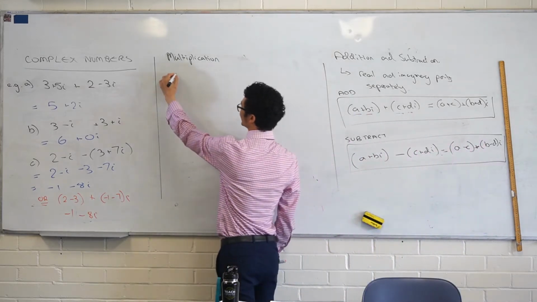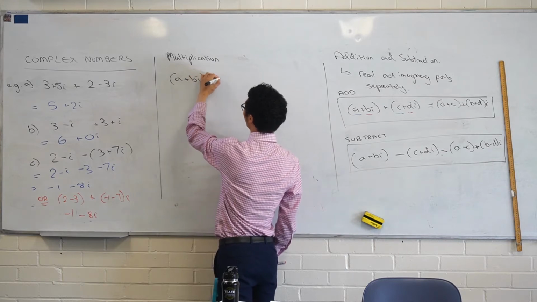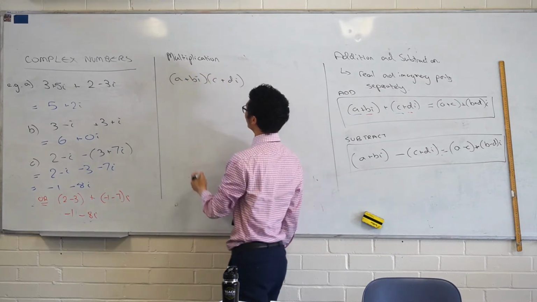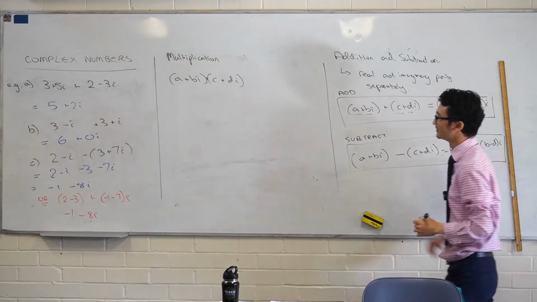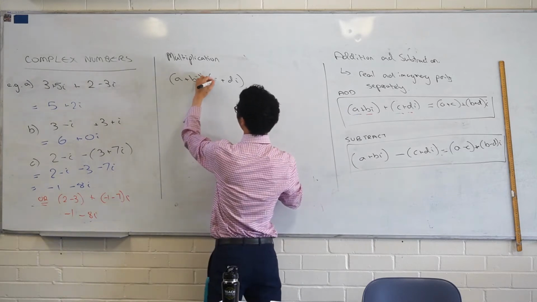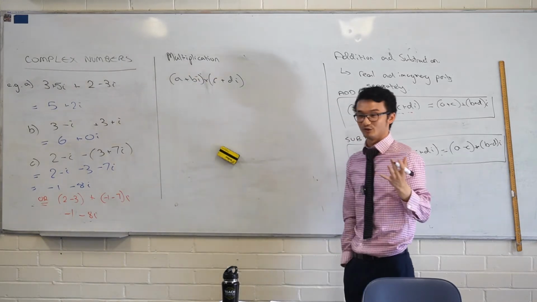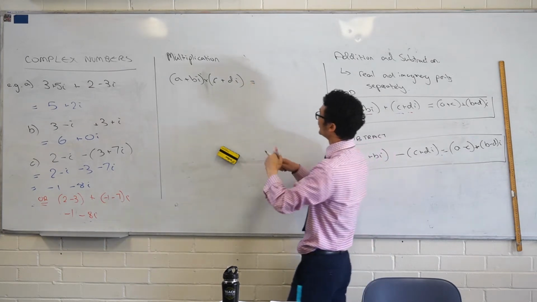So for multiplication, if I take my complex numbers again, a plus bi and c plus di, and if I was to multiply them together, what does that kind of look like? What does that remind you of? Yeah, it kind of looks like a binomial expansion, and in some sense we can treat that as doing a FOIL expansion, yeah?